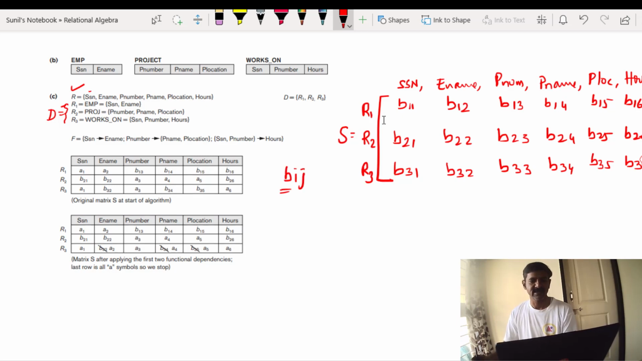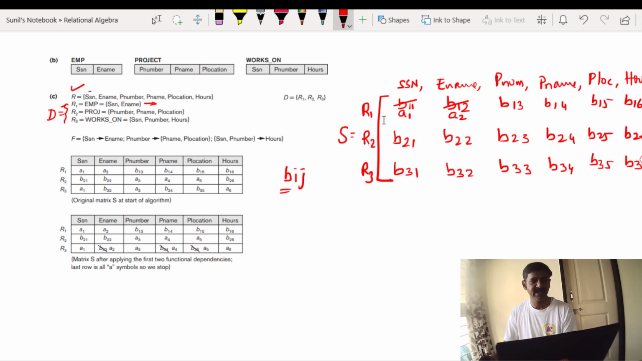Now what we have to do next? Take each relation Ri and check what all attributes are appearing. So we have SSN and E name. You have to go and replace that particular Bij with Aj. So this I would replace with A1 because j is 1 here. E name, it is A2 because j is 2 here. So this is the result of application of step number 3.